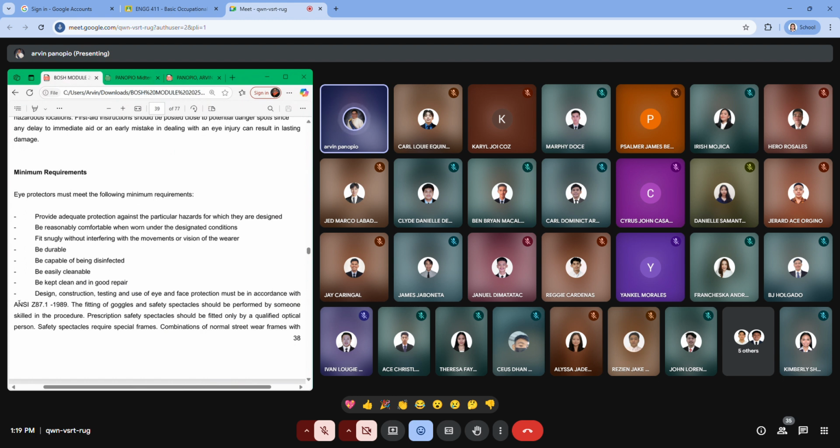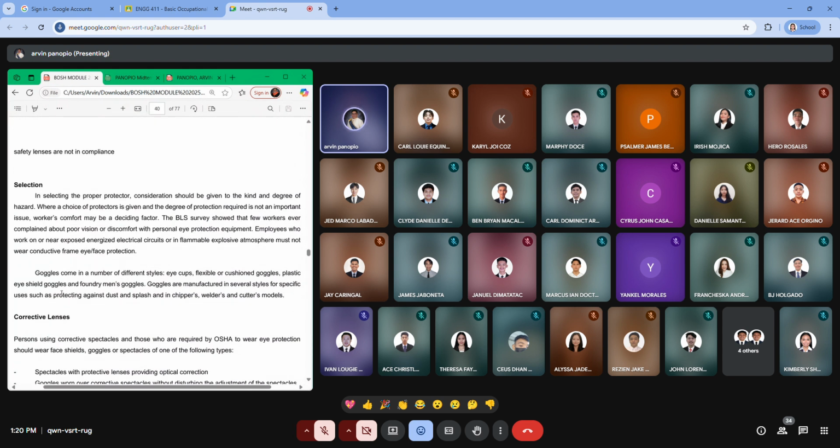So ito yung sinasabi ko na kailangan ma-meet yung standard ni ANSI Z87.1 based on the 1989 standard testing of the American National Standards Institute. So dapat yung design, construction, and testing is naka-align dito or nakapasa sa testing ng ANSI Z87.1. Ito ay for the eye protection. So kapag sa iba naman, iba namang number ang nandito.